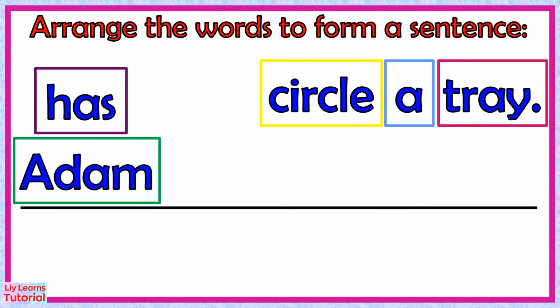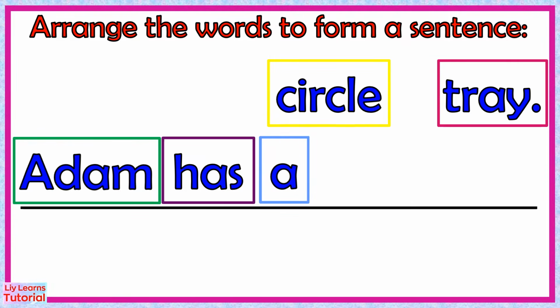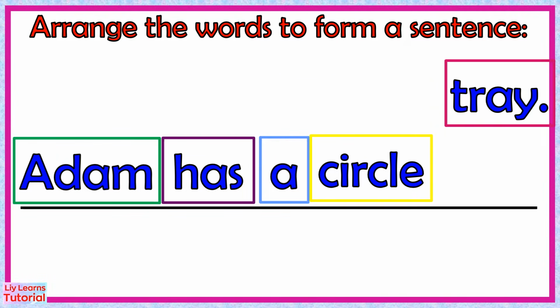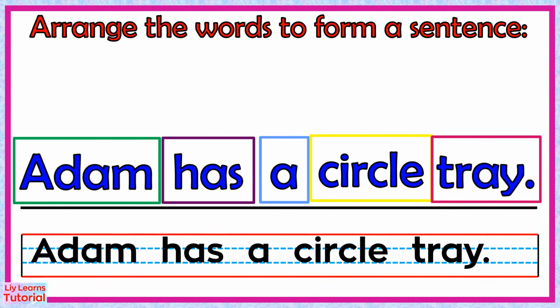Adam has a circle tray. Adam has a circle tray. It begins with a capital letter A and ends with a period.